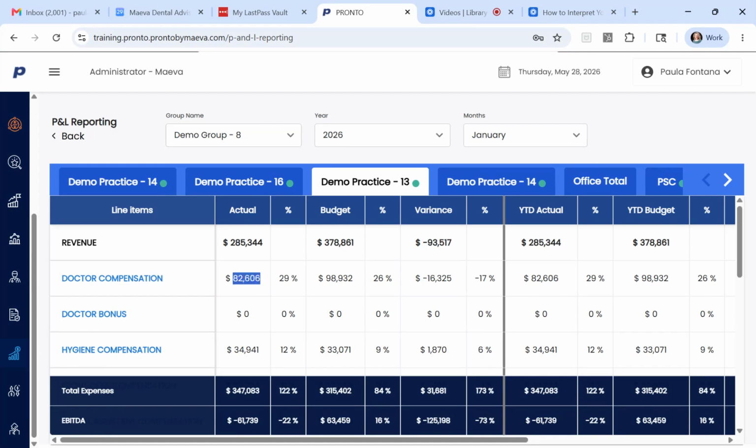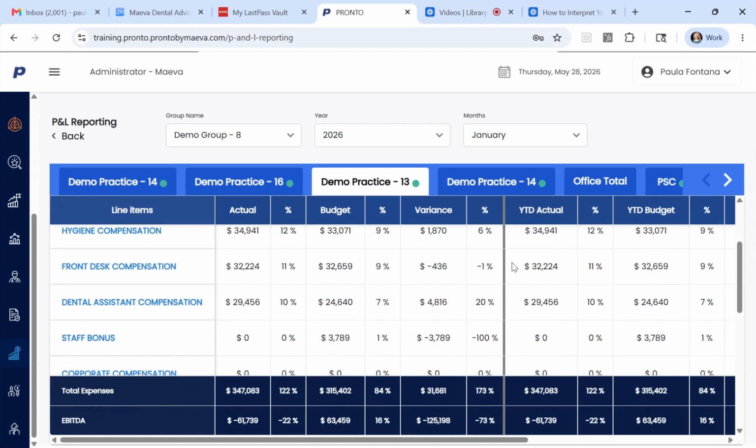If we look down at doctor compensation, they paid out $82,606 in doctor comp, which represents 29% of that $285,344. What we budgeted for was for them to produce $378,861, and they paid out $98,932 in doctor compensation, which represented 26% of that budget, which is more in line with industry standard. So there was a variance in this category of over $16,000.